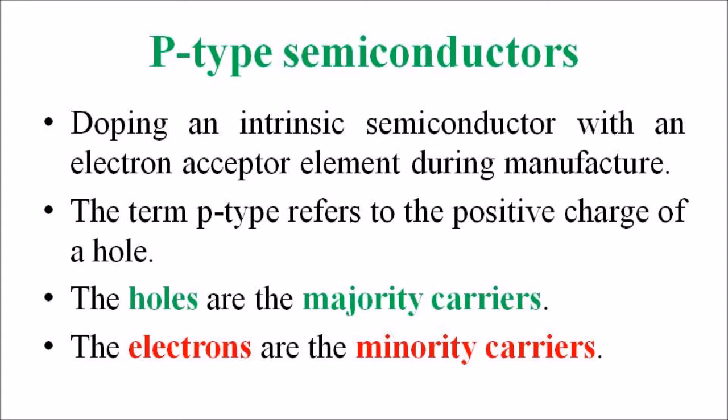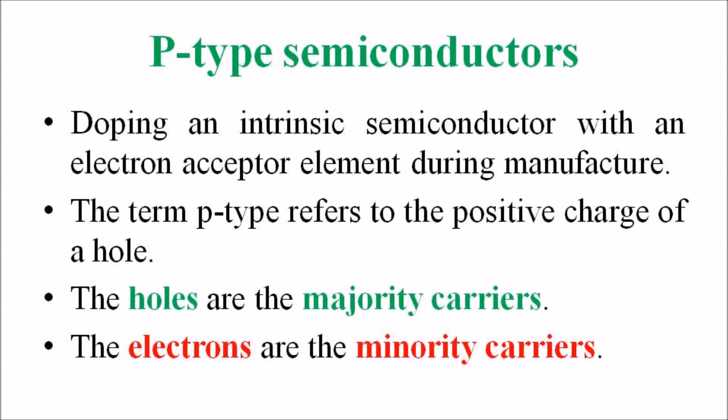The term p-type refers to the positive charge of a hole. As opposed to n-type semiconductors, p-type semiconductors have a larger hole concentration than electron concentration. In p-type semiconductors, holes are the majority carriers and electrons are the minority carriers. A common p-type dopant for silicon is boron or gallium.